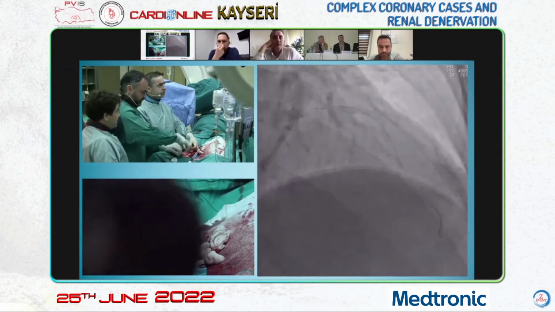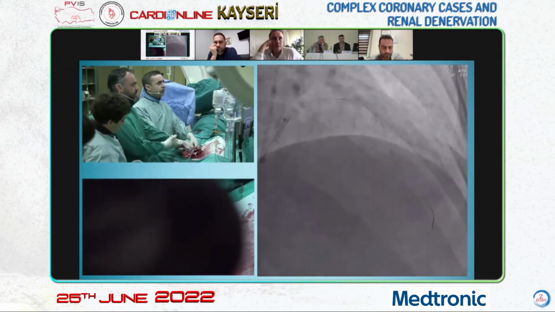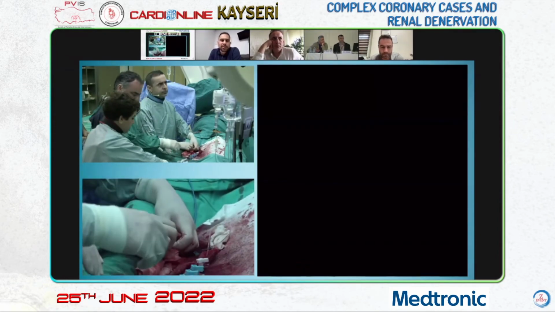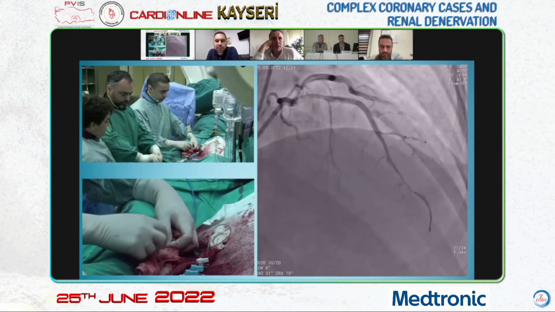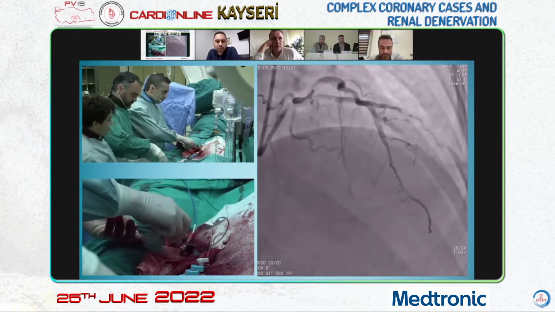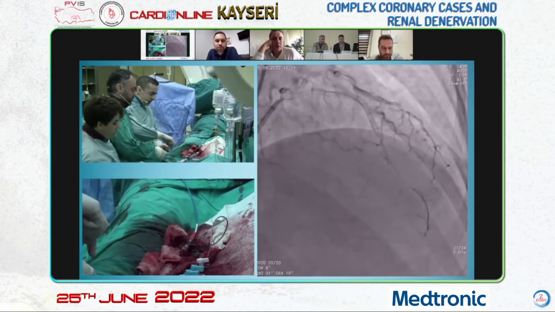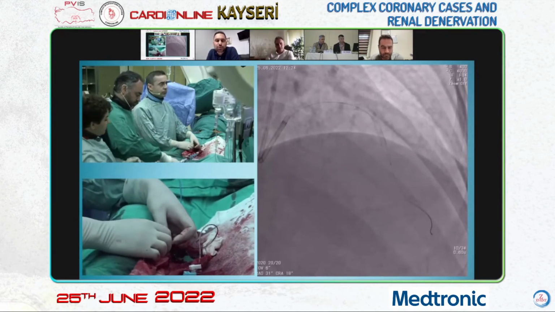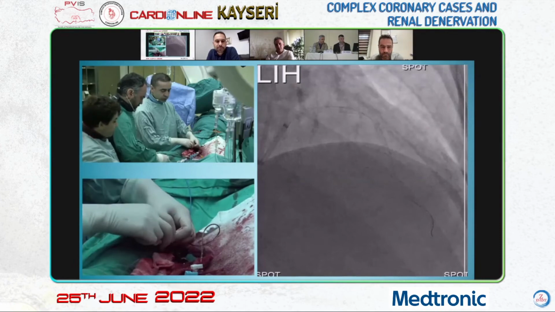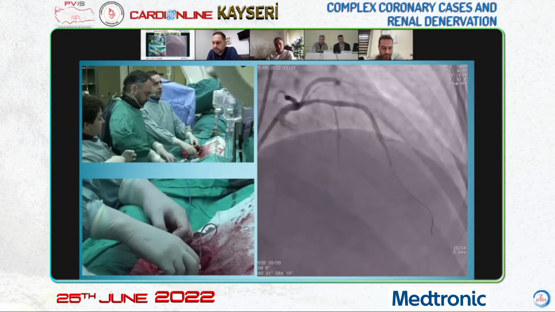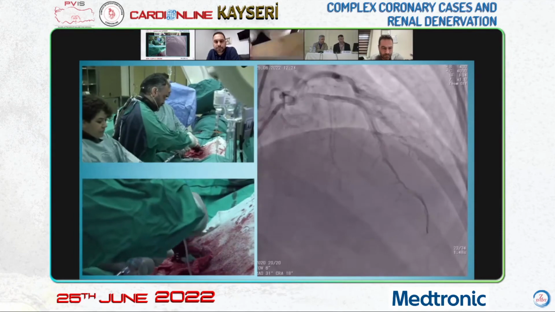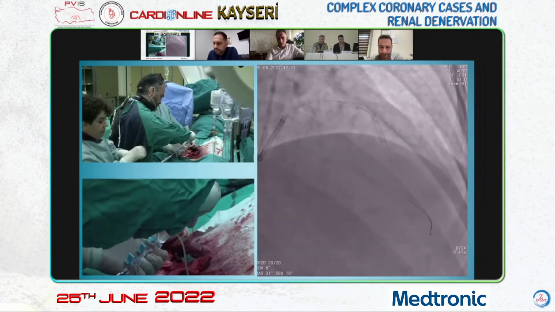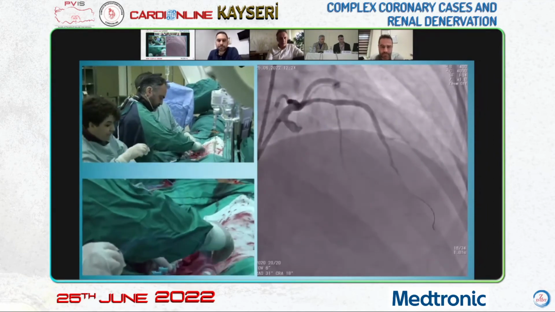Let's have IVUS. First film. This is very important. There could be a rupture here after the balloon. It will make us lose time, and maybe we can take it with the contrast to the post-dilatation. Nitrates given, the blood pressure is okay. We want IVUS.